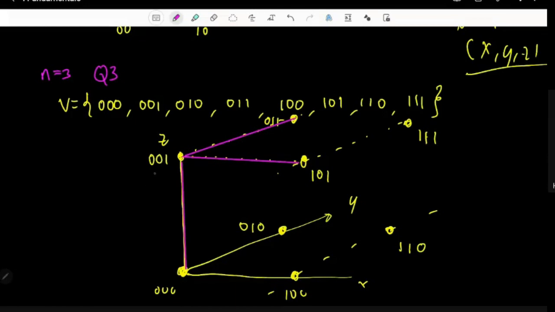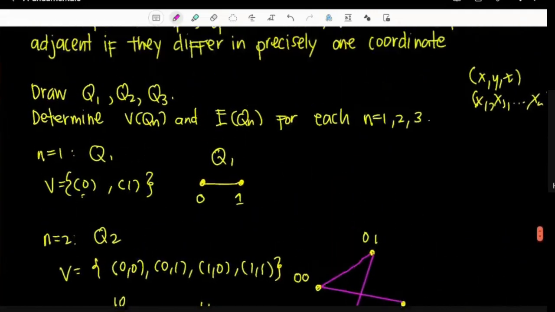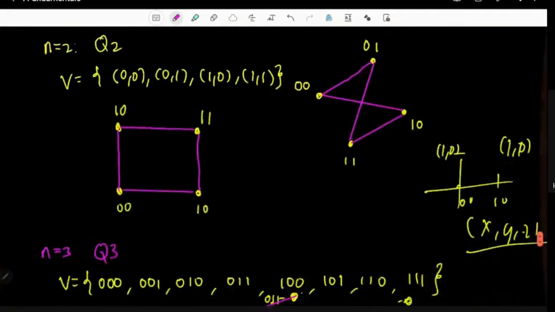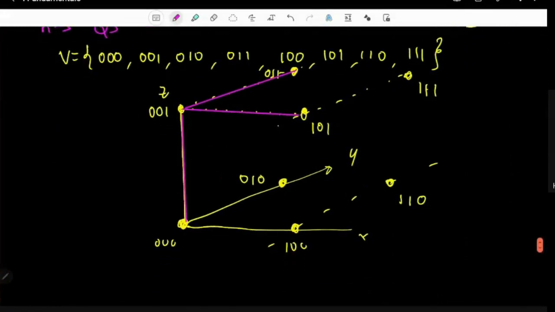How about 0, 0, 1 and 1, 0, 0? They differ on the first and the third. So no line connecting them. The rule is there's an edge if they differ on precisely one coordinate. So these are the rest of the lines.